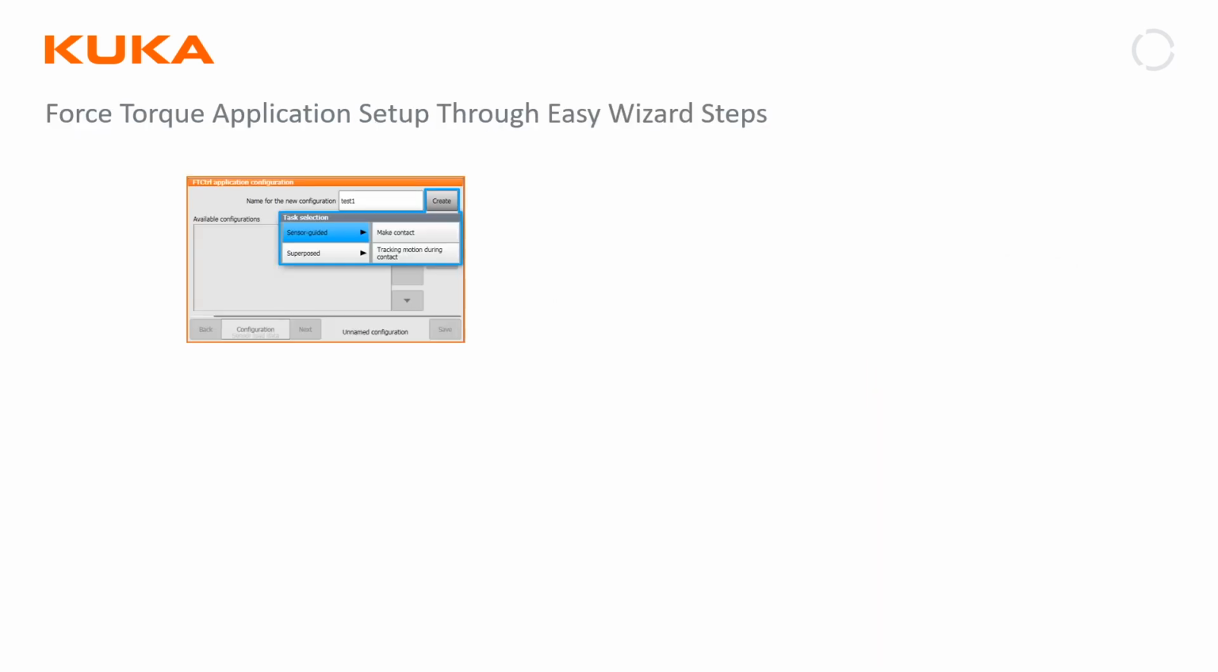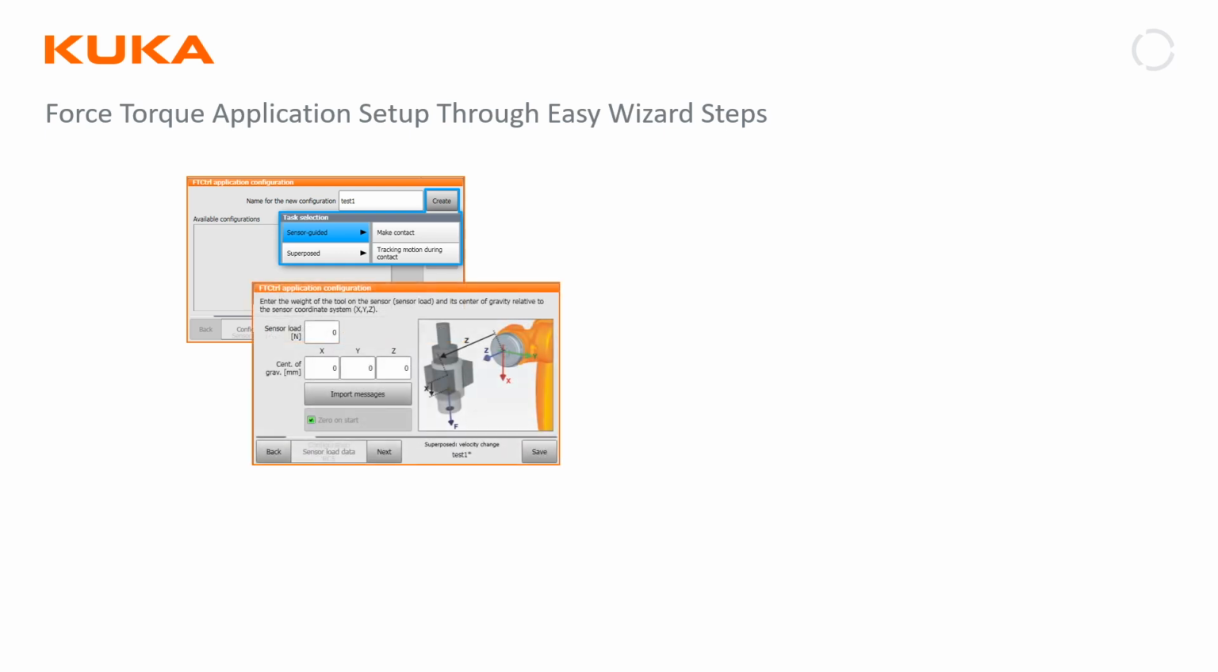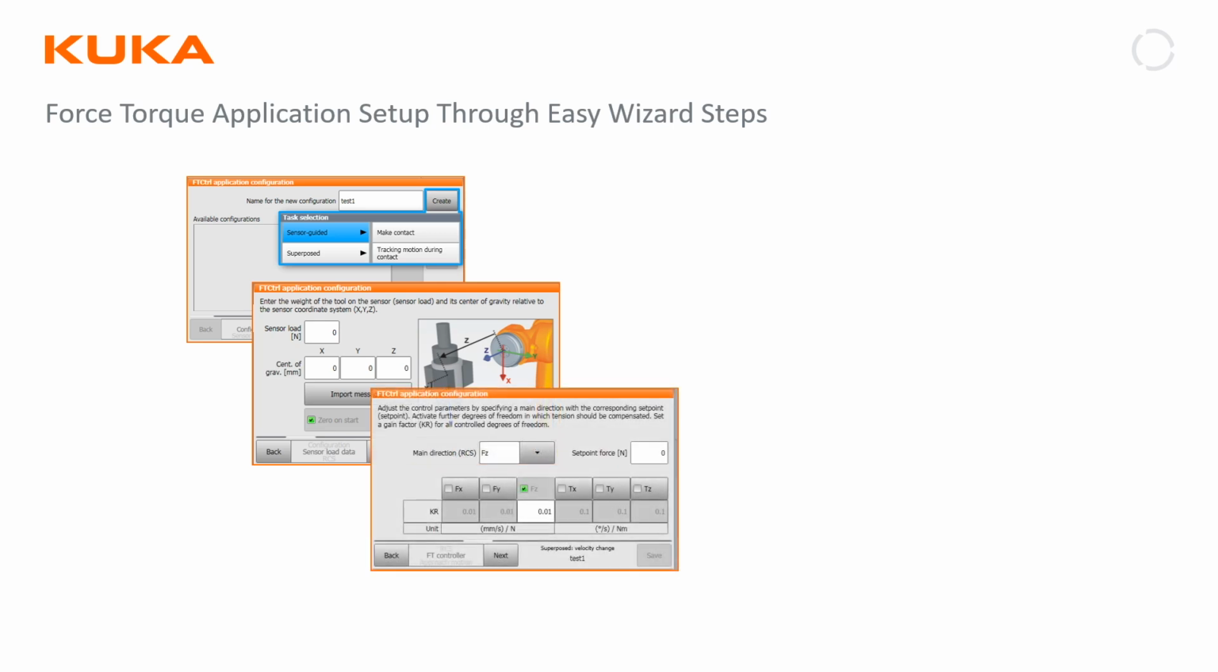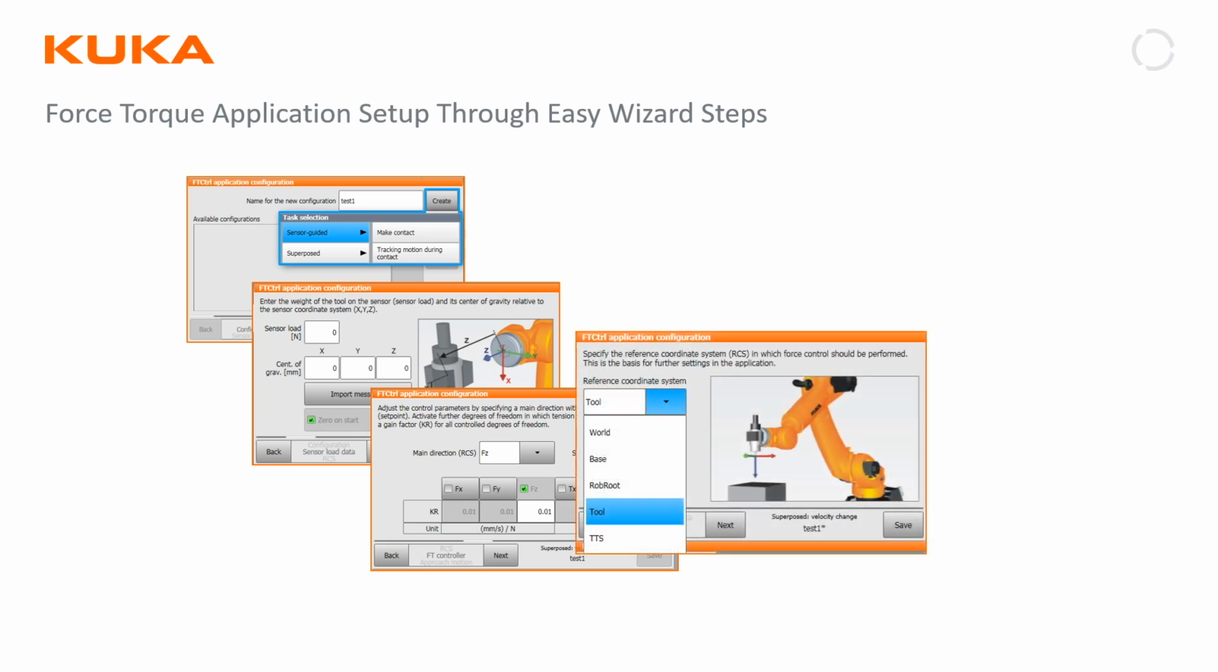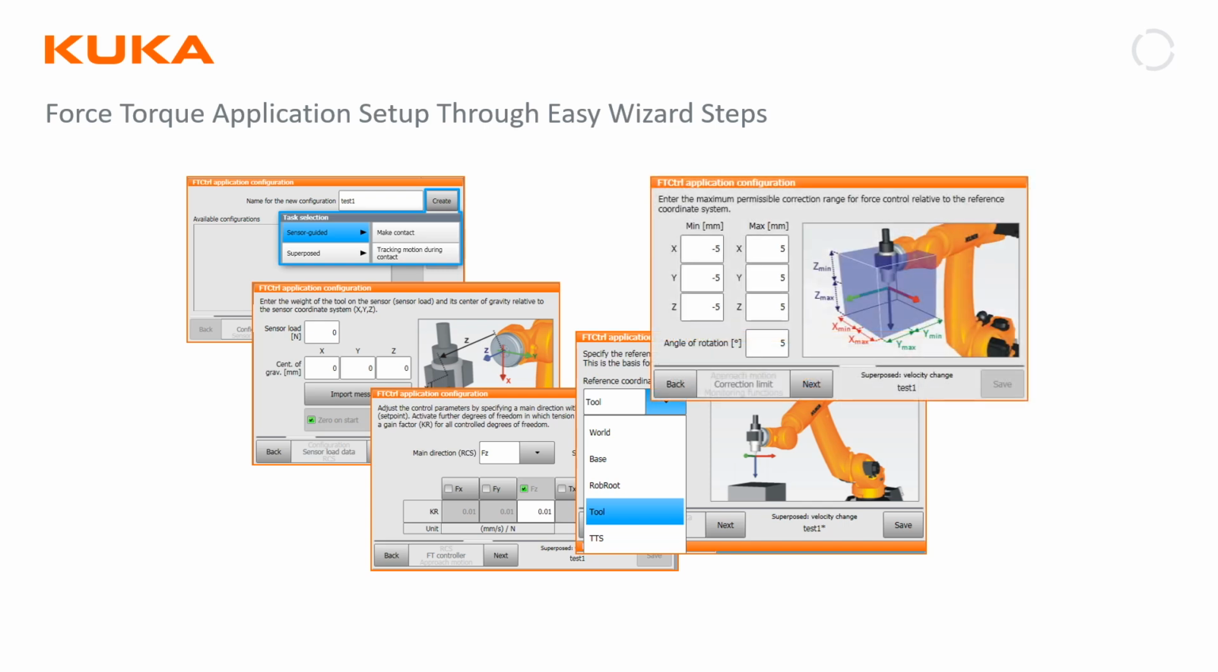It has friendly wizards to set up applications of different types, like search for contact, track during contact, and adjust grinding speed. The wizards actually generate RSI programs for you. However, you can also use the Force Torque RSI blocks to create custom control applications, so the sky's the limit on what you can achieve.